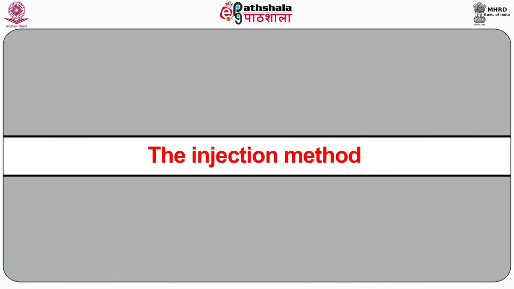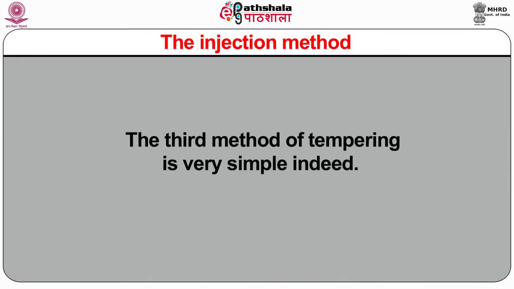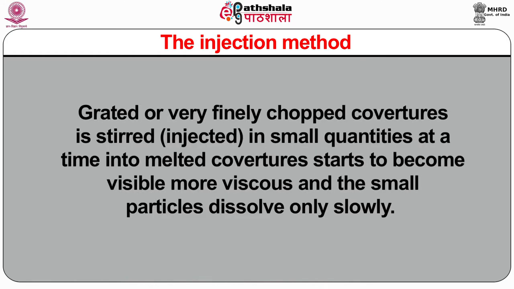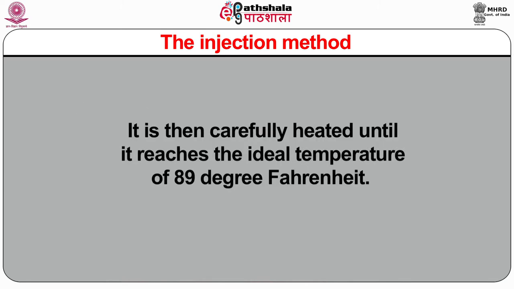The injection method. The third method of tempering is very simple indeed. Grated or very finely chopped couverture is injected in small quantities at a time into melted couverture, which starts to become visibly more viscous, and small particles dissolve only slowly. It is then carefully heated until it reaches the ideal temperature of 89 degrees Fahrenheit.